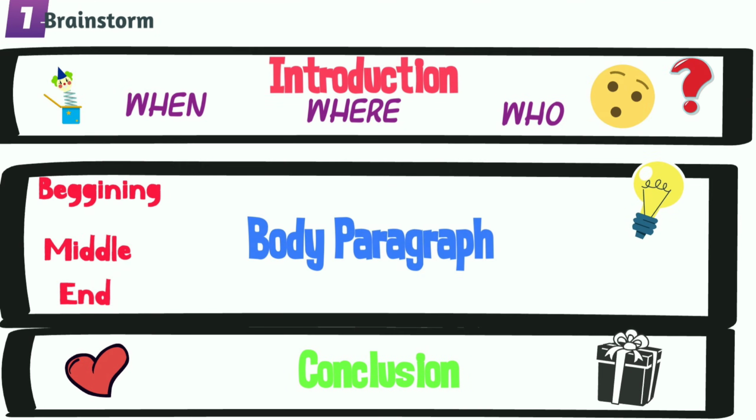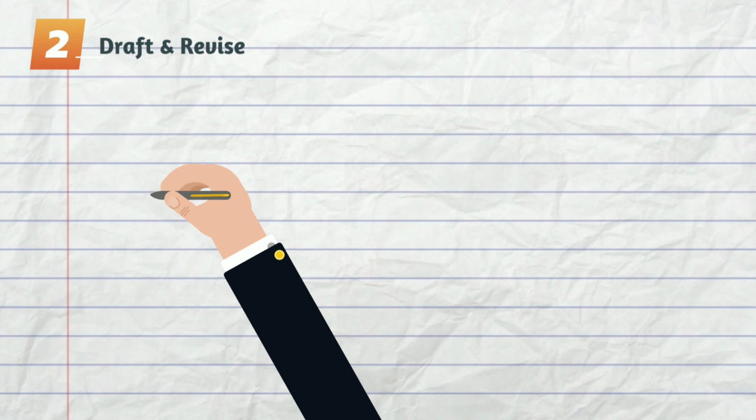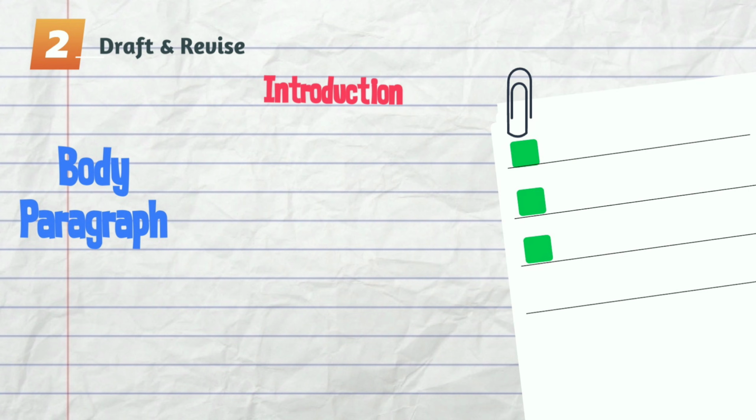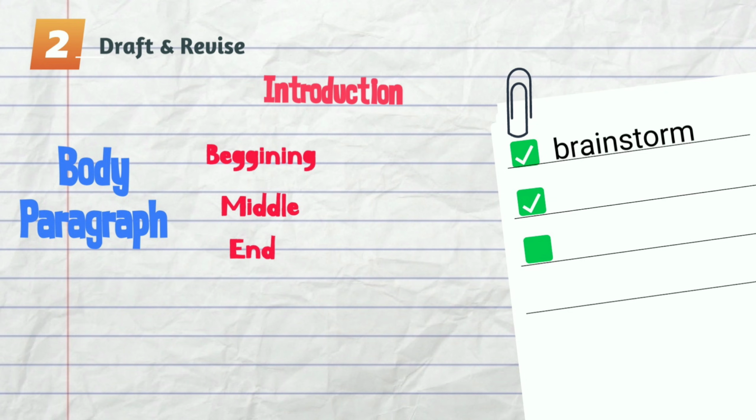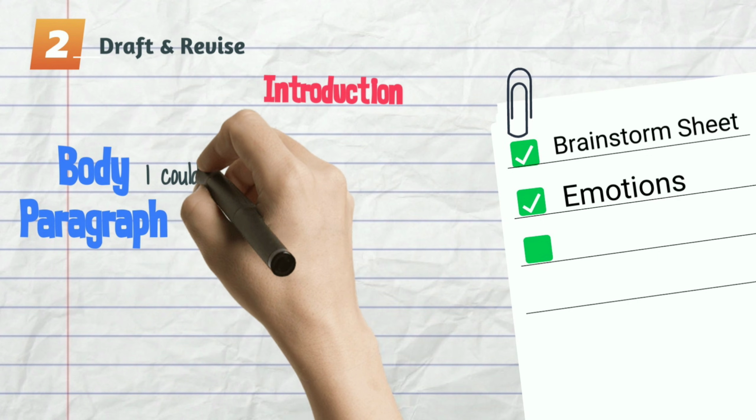The second step is to write the draft and revise it. Write the 3 paragraphs. Start with the introduction. Then, write your body paragraph. Use the sentences you wrote in the brainstorm sheet and include emotions. Add your personal feelings, how you felt during different times in the story. For example, I could feel my heart beat fast.